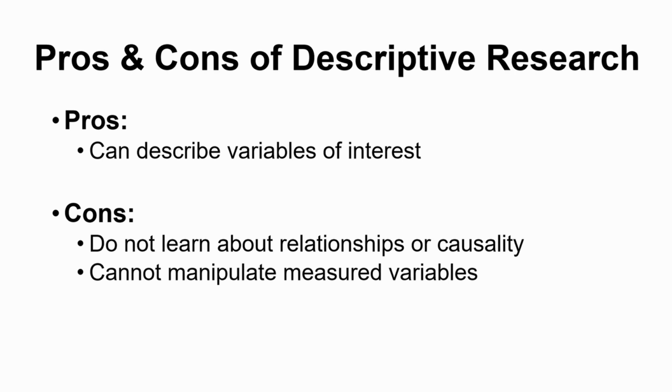Cons, we're not manipulating anything. So there's nothing about relationships or causality. When you're only measuring and reporting a single variable, you can't really talk about how it relates to other variables. That's what the other types of research are. We can't manipulate things, we can't control things, so we're kind of limited with, here's what we found, we don't know what it means, but at least we now have this value.